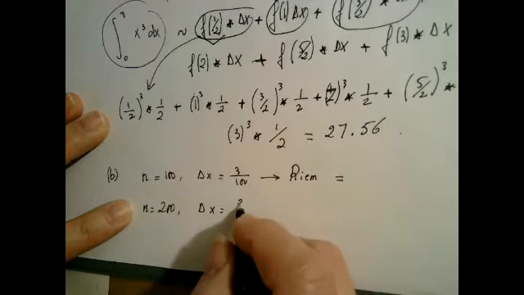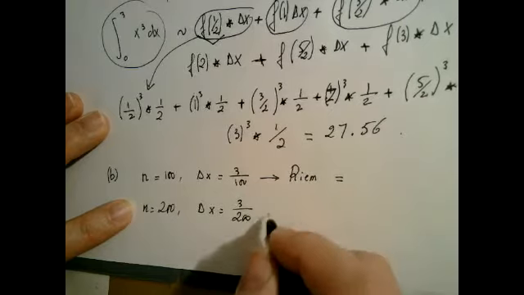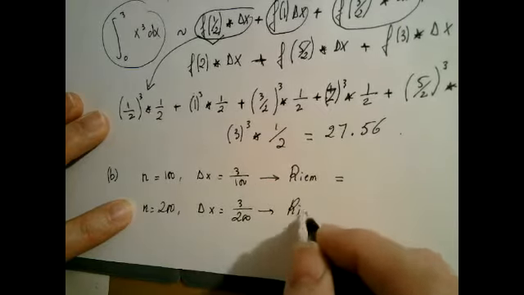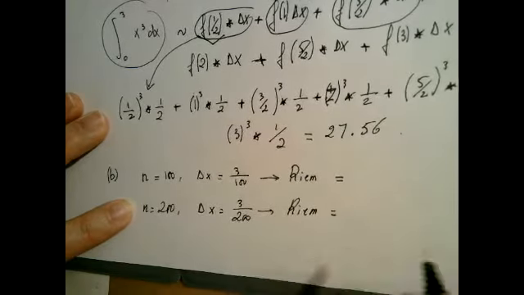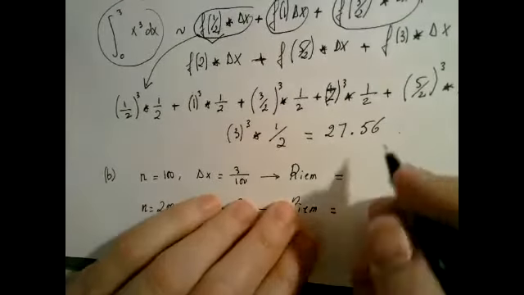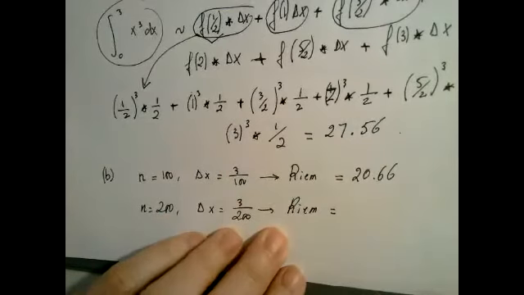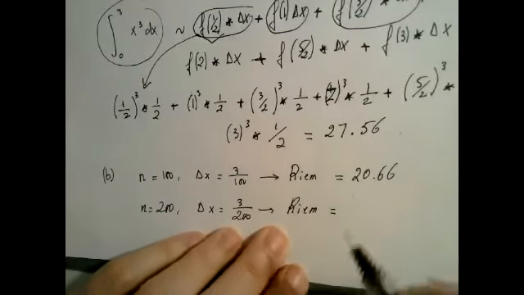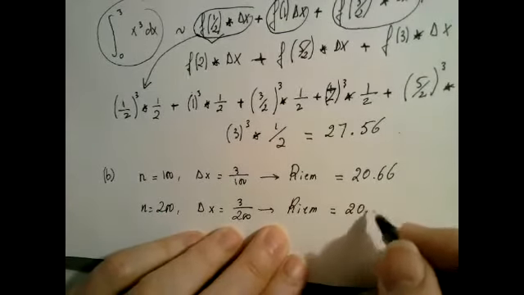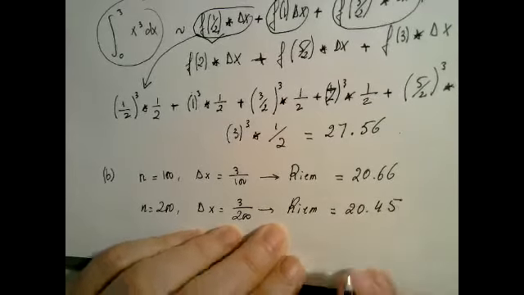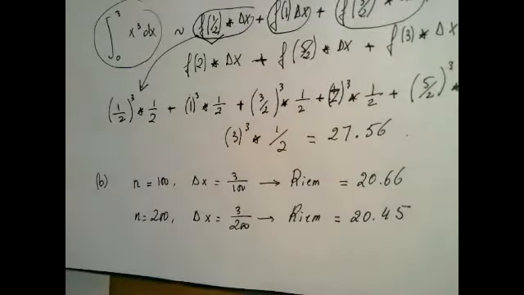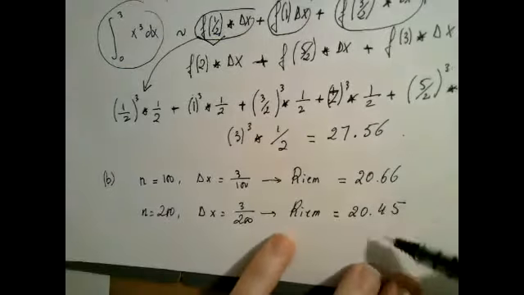So we should be getting now, by taking more and more subdivisions, closer to the actual value. Was anybody able? Okay, Alan got 20.66. What about for the second one? 20.45. Okay, so there's still a difference between the values.